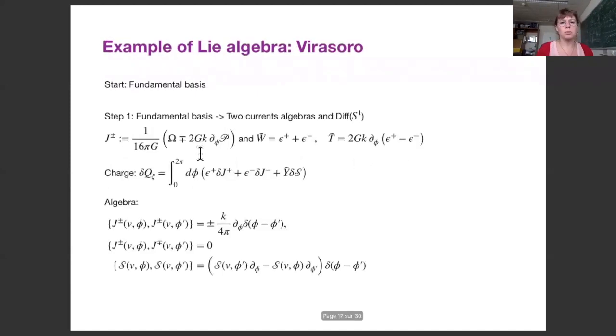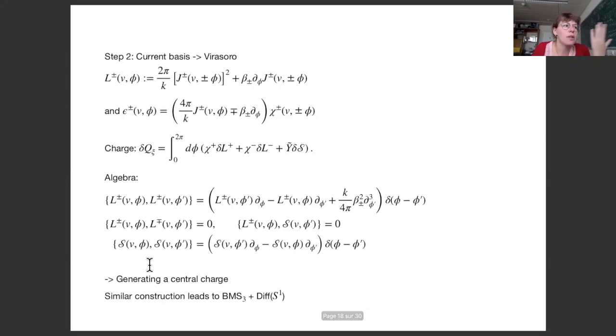And I just want to show one example: when you start with this fundamental basis and you go from it to two current algebras and a diff S1, you do this change, and what you get is this algebra of currents. Once you get the current algebra, you can go to a Virasoro by a Sugawara construction. And here we even add this term, and this term, as you will see, accounts for the central charge. So we even show that you can generate a central charge using this change of basis.